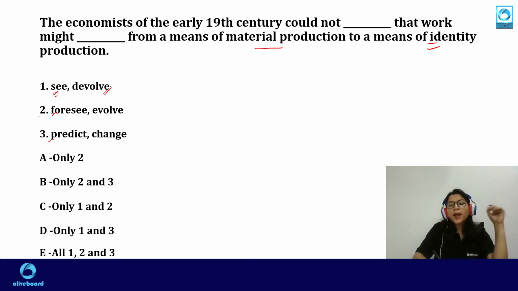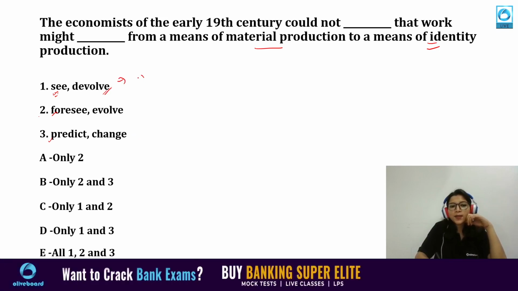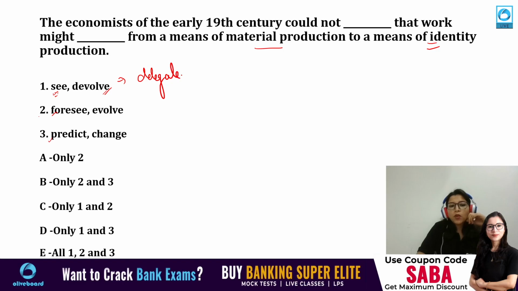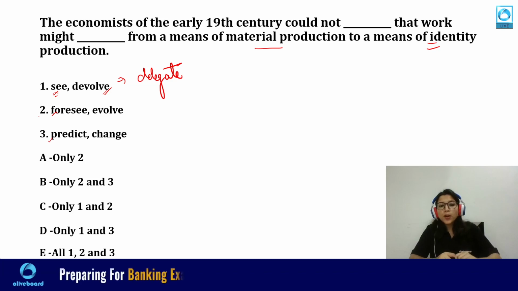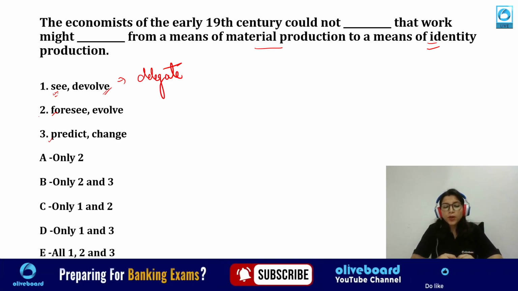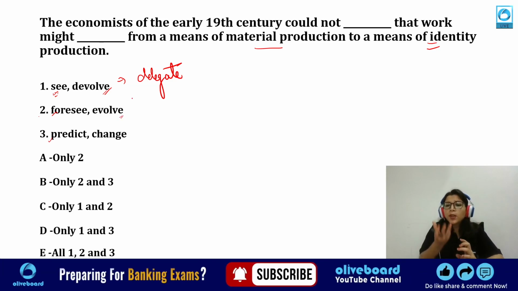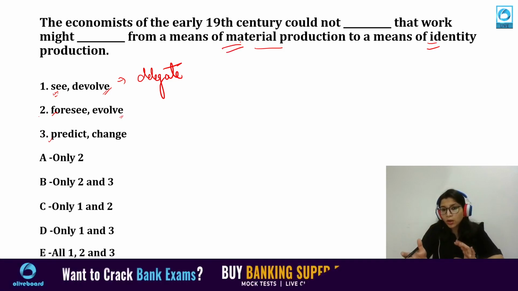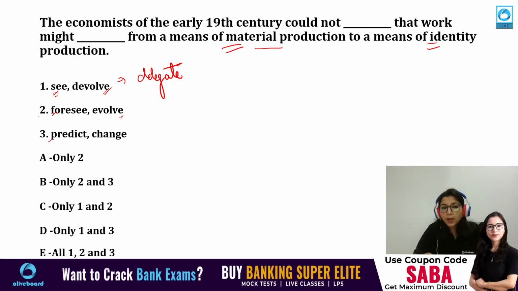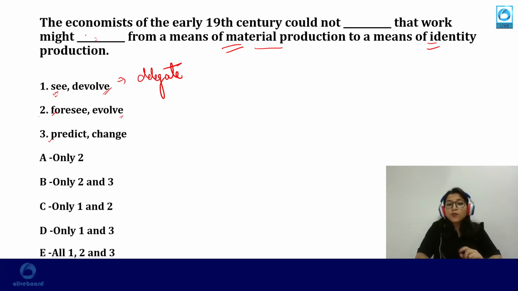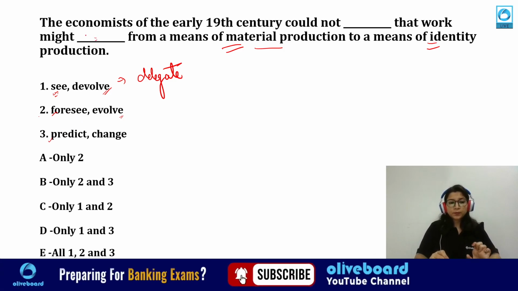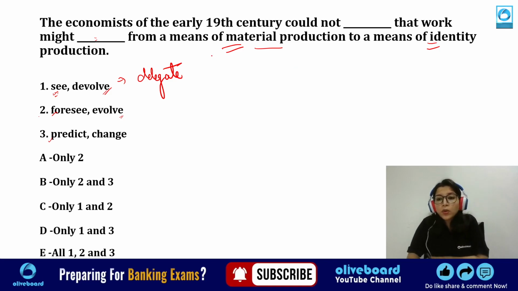Could not devolve that. Devolve means delegate, assign something to someone. Devolve means what? Delegate something. Could not delegate that. Work might dash from. Work might evolve from. Evolution की बात हो रही है. या आप देखेंगे यहाँ पे साफ साफ लिखा हुआ है कि वो उस टाइम ये नहीं फोरसी कर पाए थे, ये नहीं प्रेडिक्ट कर पाए थे. सिर्फ फोरसी एंड प्रेडिक्ट दोनों ही फिट जाएगा. बट ये सेकेंड ब्लैंक विल डिसाइड विच वन इज द करेक्ट ऑप्शन. ओके. So work might evolve from is not carrying any sense.